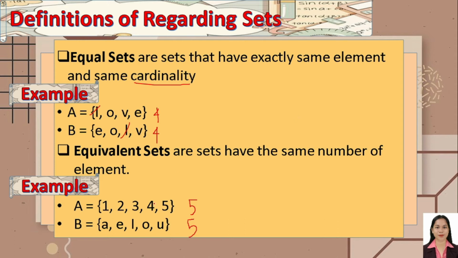Okay, so kaya kadalasan, equal sets are also considered as equivalent sets. But equivalent set, sometimes hindi natin siya pwedeng sabihin na equal set siya. Okay? Kasi sa equal set, same element dapat.